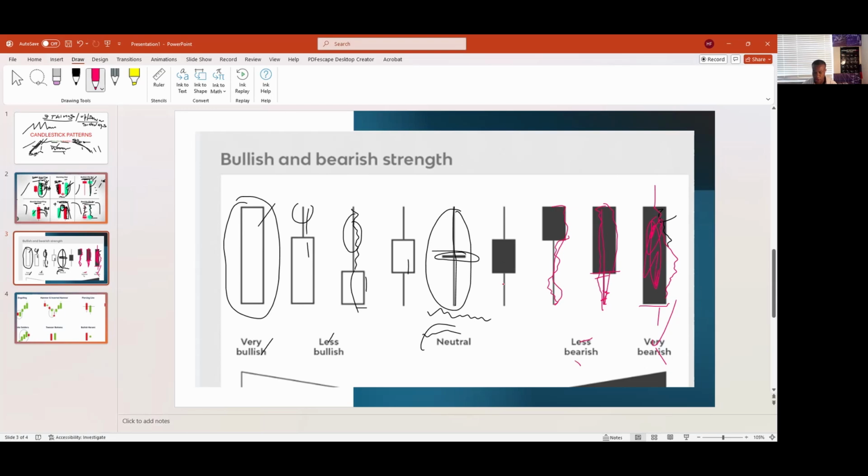Here also, sellers pushed the price down all the way down, and buyers pushed it back up, so it closed back there. We call it less bearish. This one is the only one that's very bullish. And we call this neutral, neutral for both sides, because it's sideways. It goes back there and closes back here. We call that neutral.